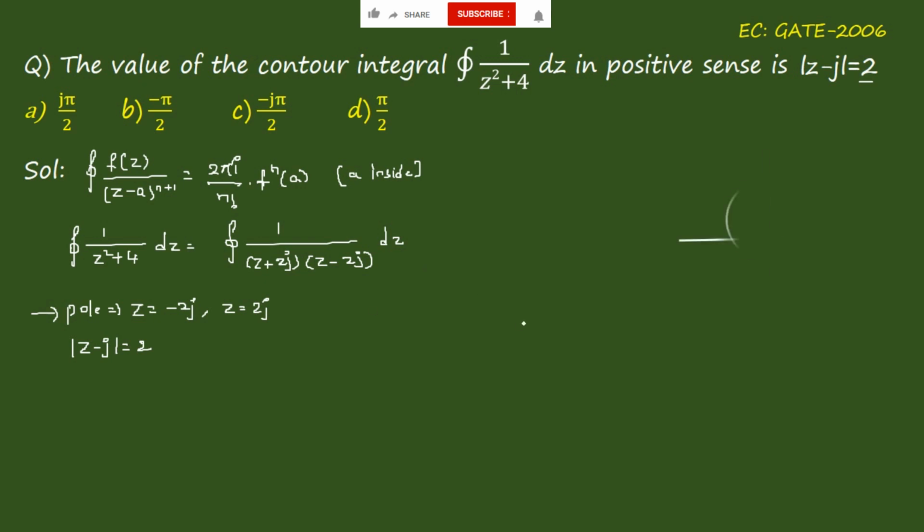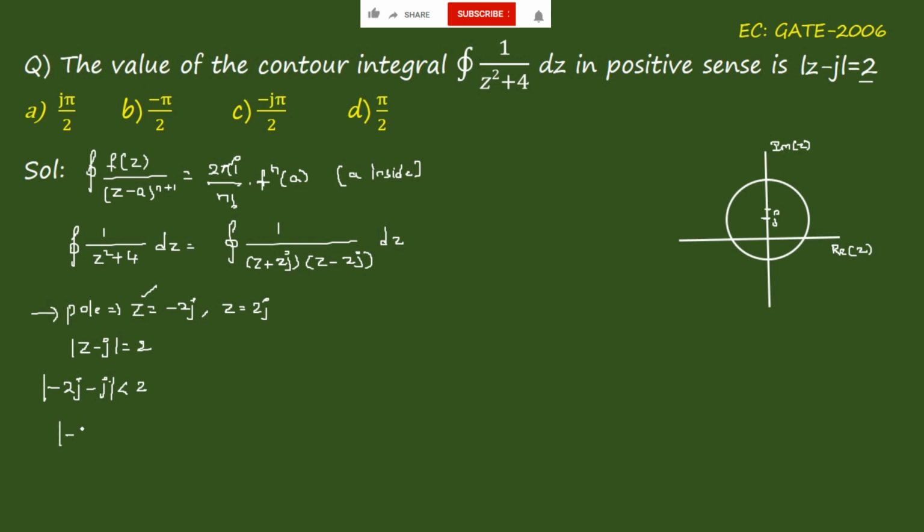If you consider a graph with the real part of z and the imaginary part of z, the circle is centered somewhere at j, right? Now what we do is check whether the poles are inside the circle or not. If a pole is outside the circle, the integral becomes 0. So first check for z equal to minus 2j. It becomes mod of minus 2j minus j, which should be less than 2. Then it comes inside the circle.